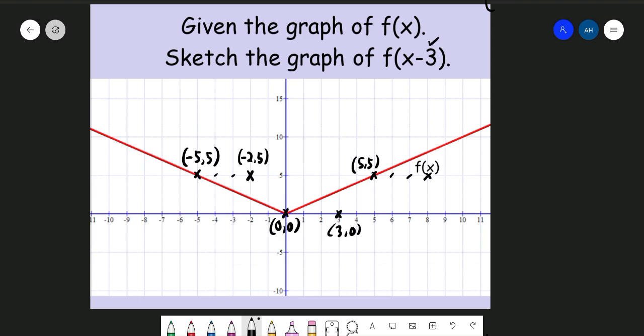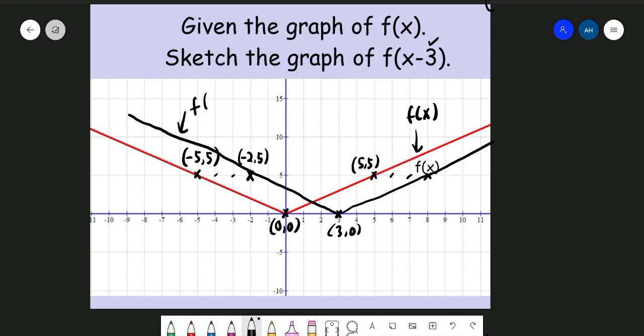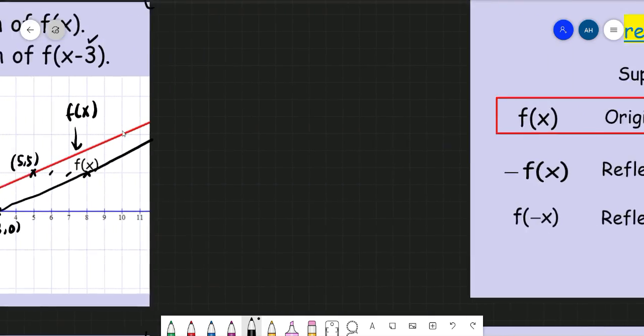So this part, this component, just like this, and over here we have another one like that. So that will be our new graph. If we want to label it, this is f(x), the red one, and the black one is f(x - 3), after we move the red graph 3 steps to the right.